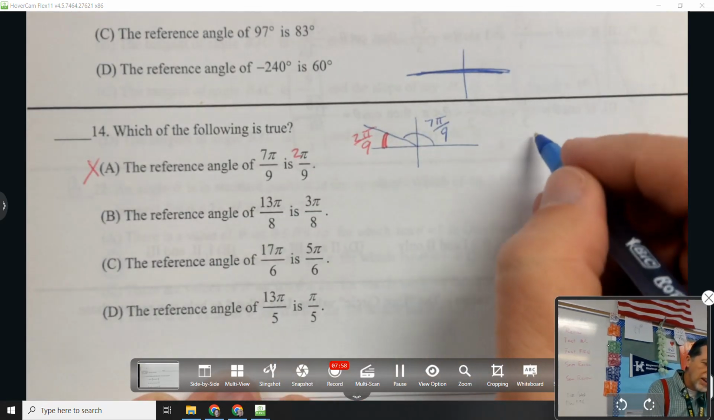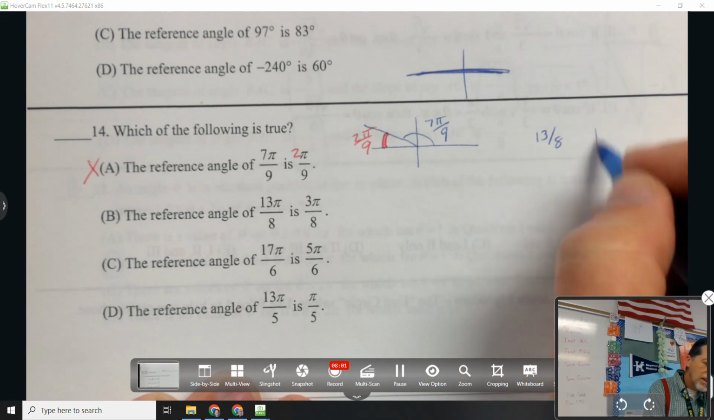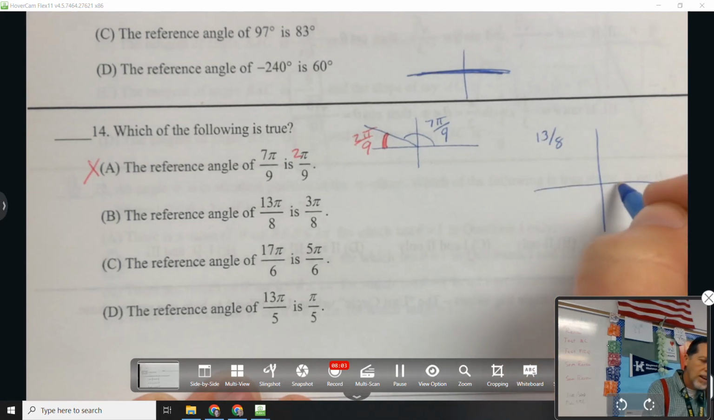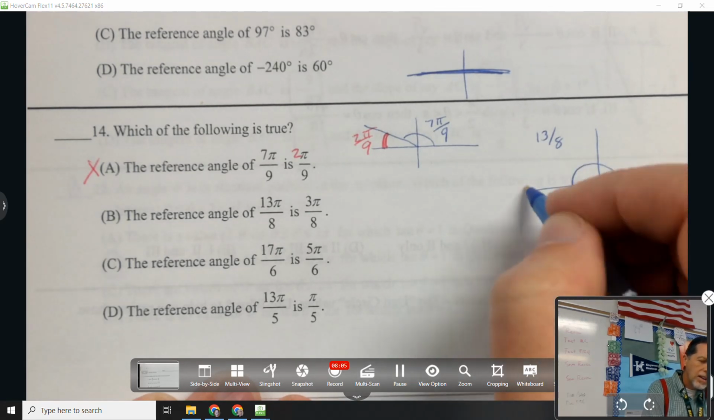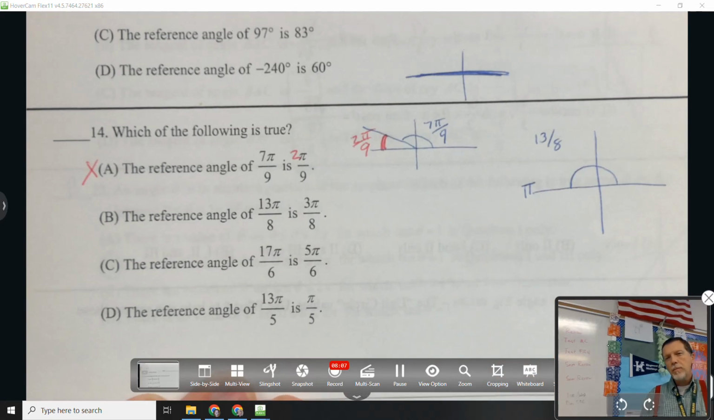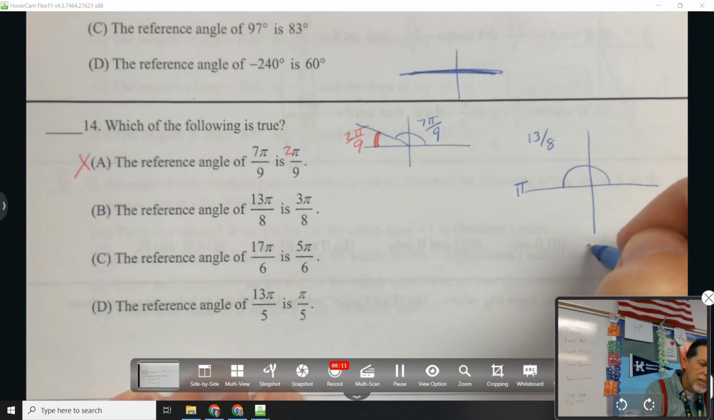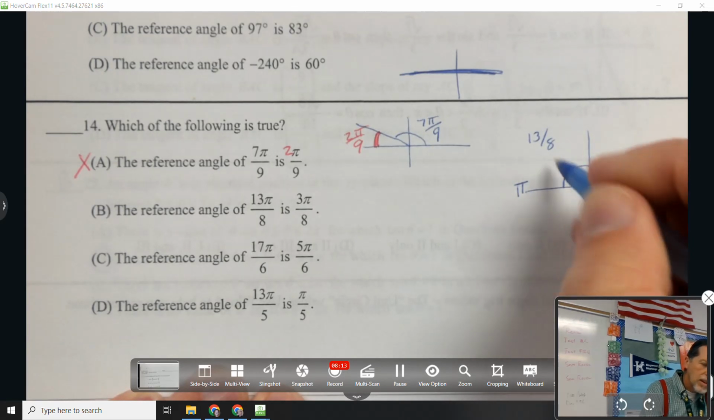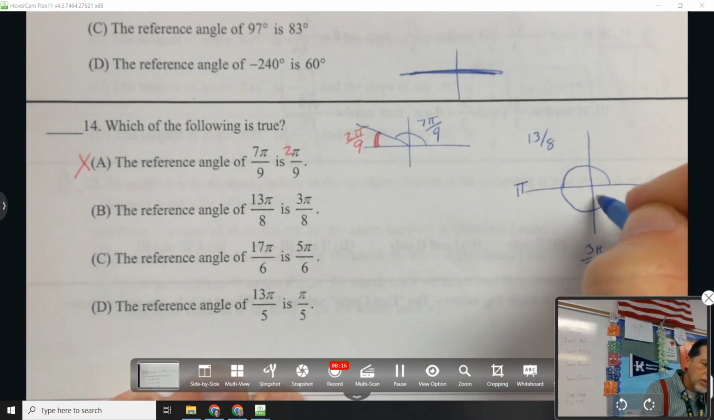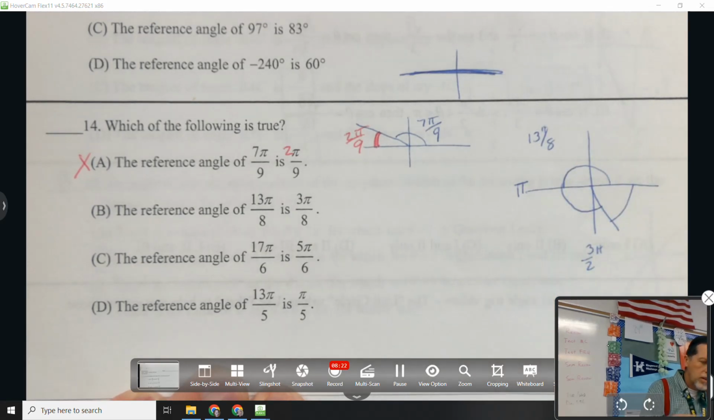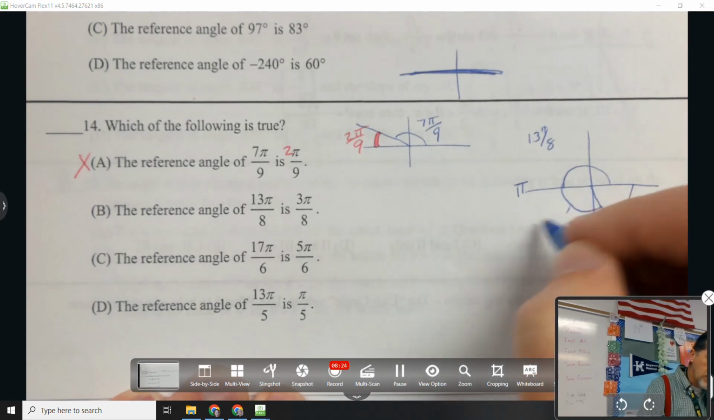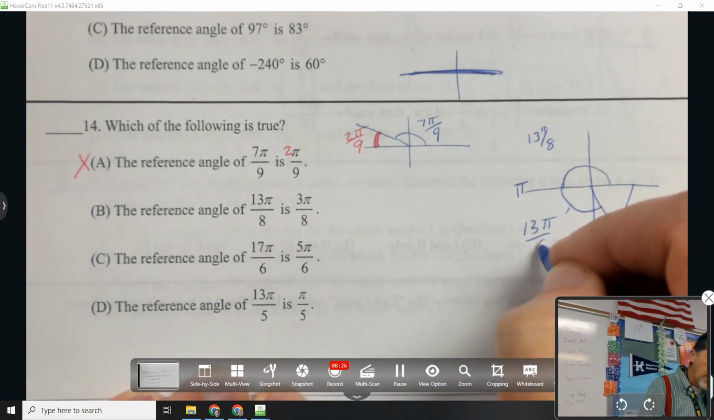13 over 8. Let's see. 13 over 8, that's more than pi, more than 1. In fact, it's a little more than 3/2. So it's a little bit into the fourth quadrant. So this angle is 13 pi over 8.